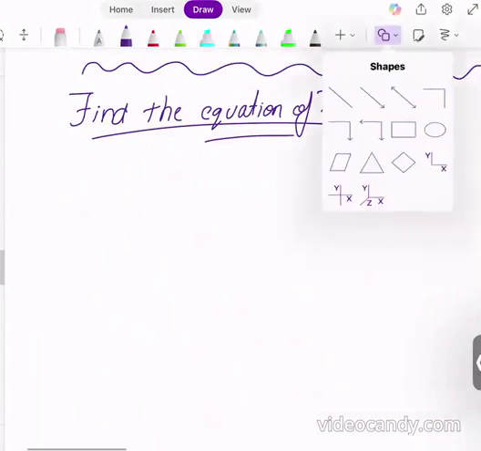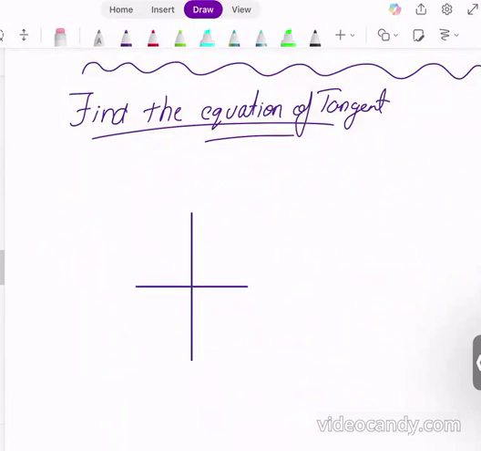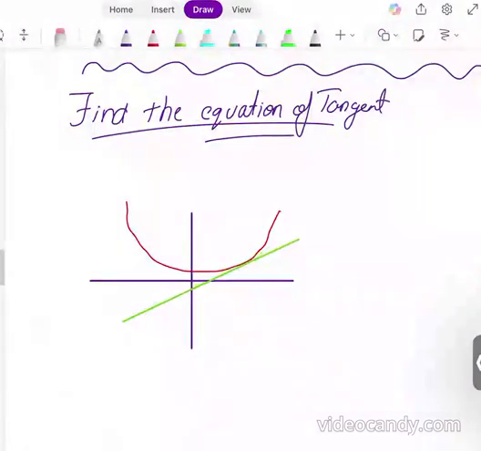So in this, the concept will be the same, why we apply differentiation and what we need to do. For example, if I have a diagram like this, and I have a line, this is basically a tangent line. Okay, this is my tangent line, and I have to find the equation of this tangent.